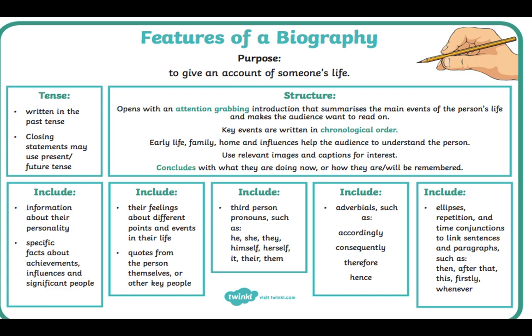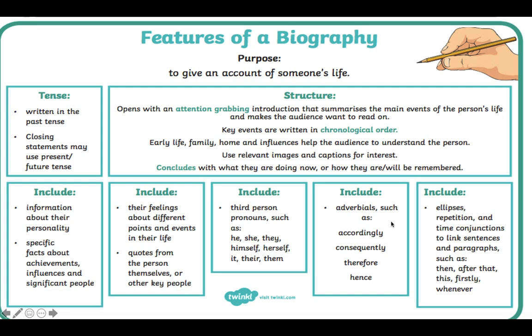Moving on, so these are some of the key features that I have found out for the features of a biography. So the purpose is to give an account of somebody's life. We would have it written in the past tense, although we might use the present tense if the person is still alive, particularly for the introduction and conclusion. We would include information about their personality, maybe events and specific achievements. We may include feelings, maybe quotes from the person. We would write in the third person and use pronouns such as he and she and they. Remember, a pronoun is instead of the noun itself.